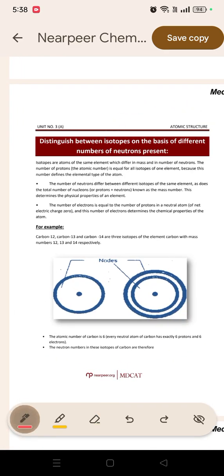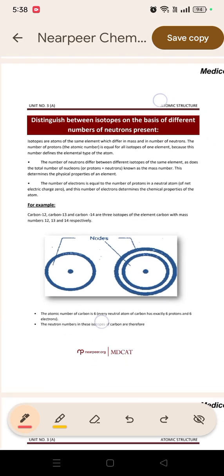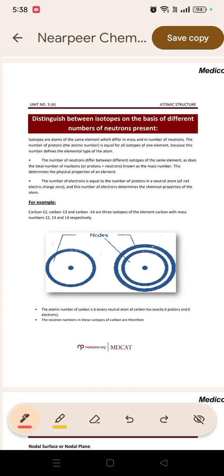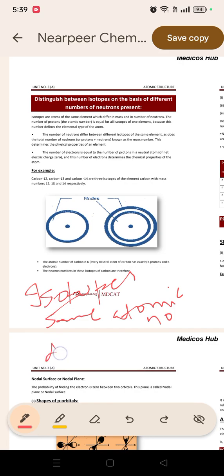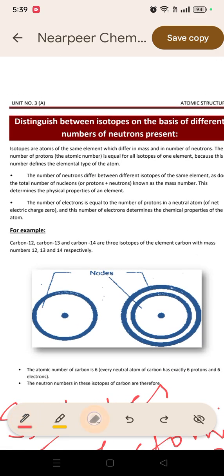Before we start, you need to know what isotopes are. Isotopes have the same or equal atomic number. Atomic number and atomic mass we covered in the last video, but they have different atomic mass. That's called an isotope. So we are going to start with what exactly is written here.